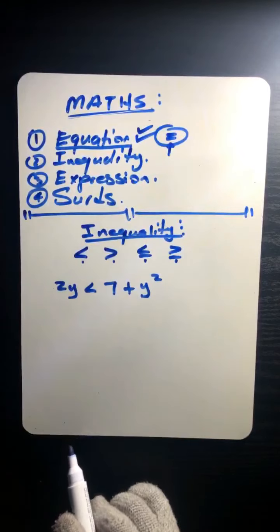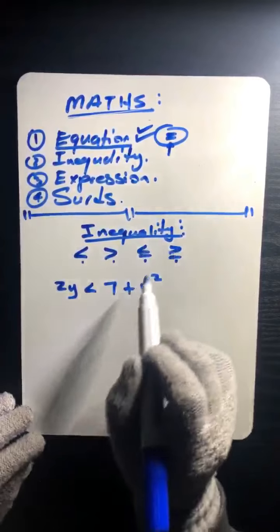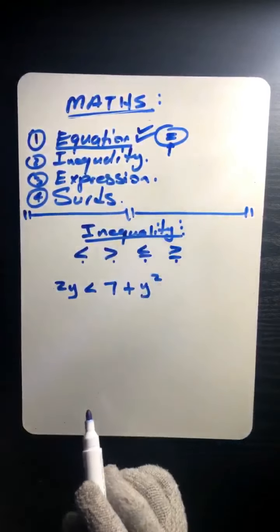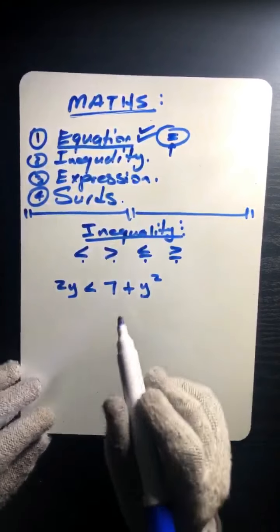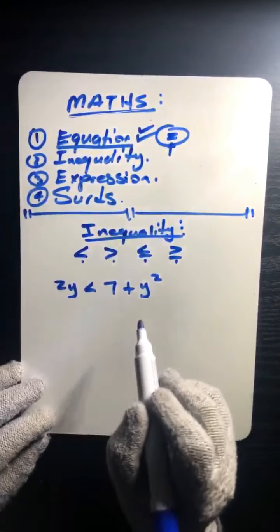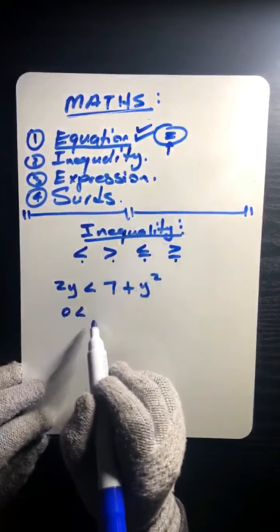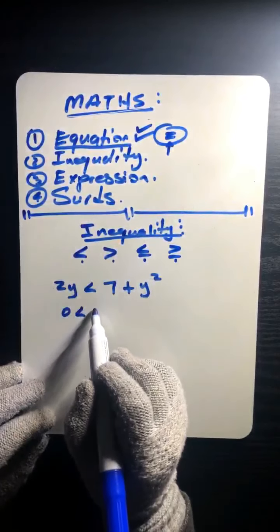Okay, so the same thing applies over there. It will be less than or equal to, it will be greater than or equal to. So let's see. That means if you write it in the standard form, you can still transpose and then you say 0 less than. You've got what?